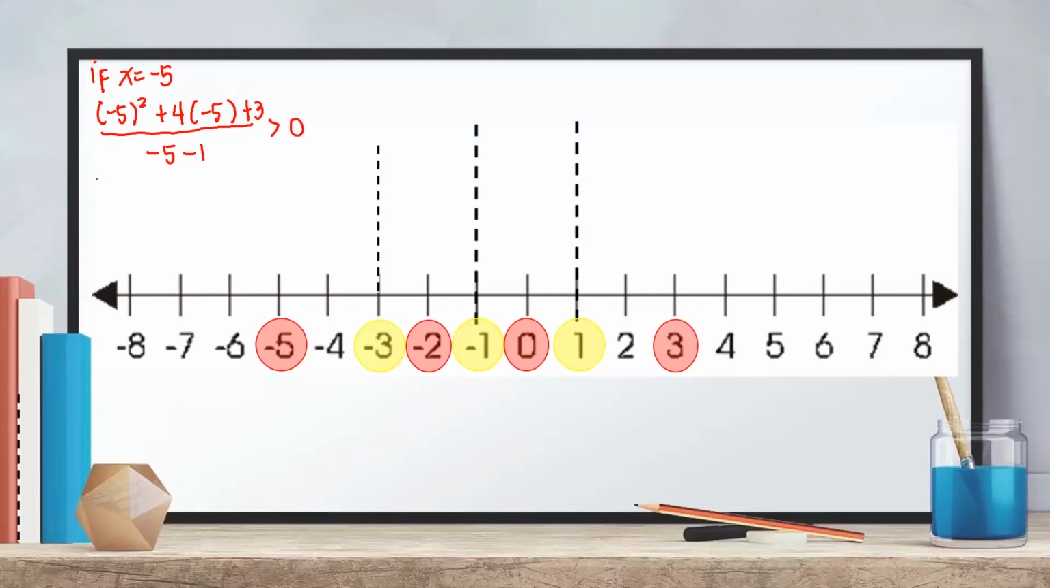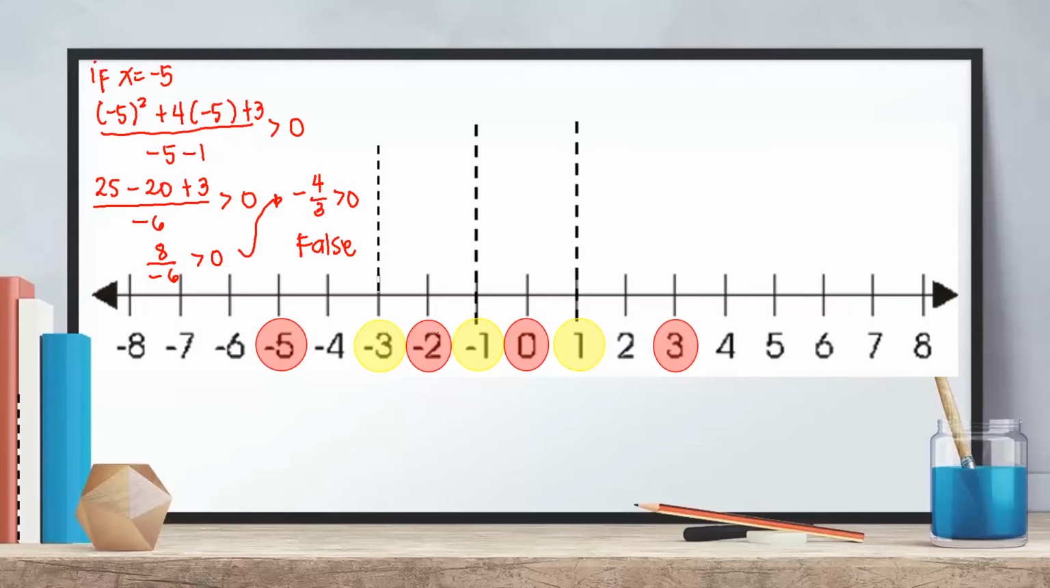Simplifying this, we will have (25 - 20 + 3)/(-6) is greater than 0. 25 minus 20 is equal to 5, plus 3 equals 8. So we will have 8 over -6 is greater than 0. Simplifying this, we will have -4/3 is greater than 0. Notice that this statement is false because a negative number is less than 0.